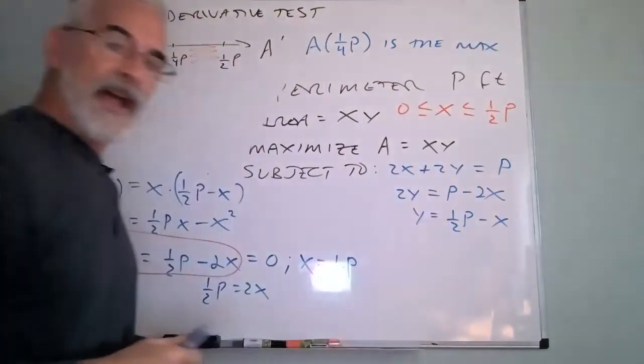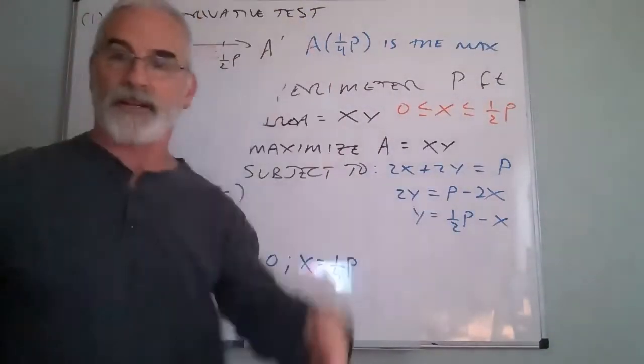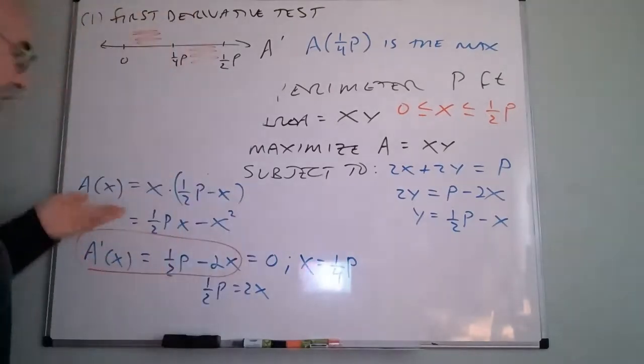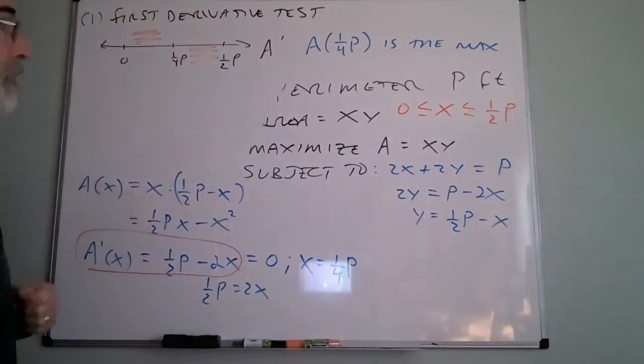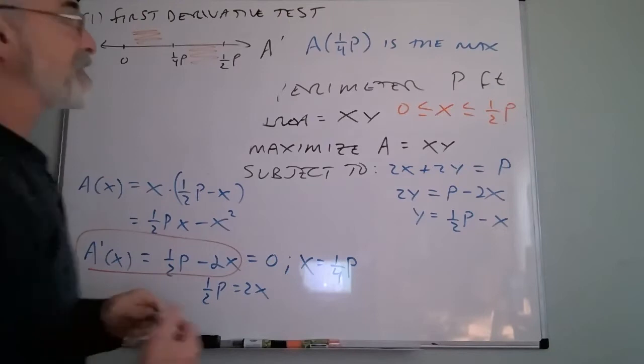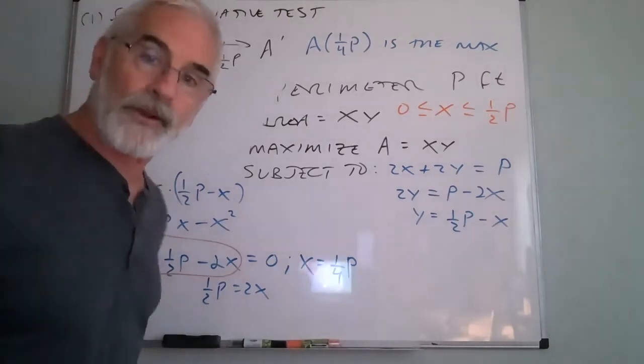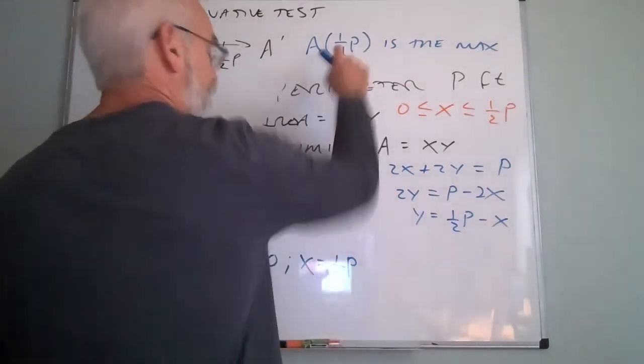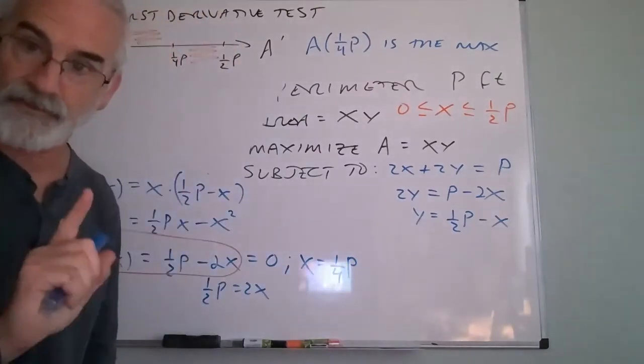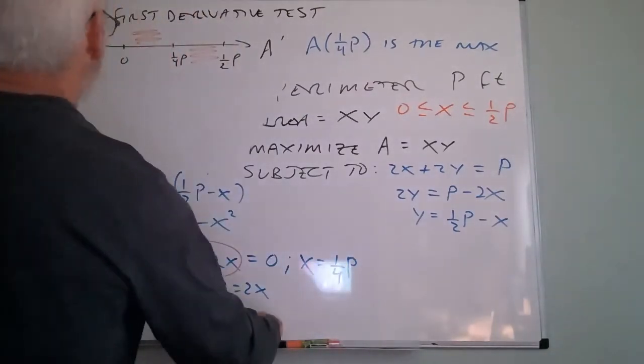And it would be an absolute maximum because I'm going up, I turn around and I come down. Basically, this is a downwards opening parabola. So the first derivative test says I will maximize my area if I use 1/4 p for my x value. Okay, that's the first derivative test. Now let's do the second derivative test.